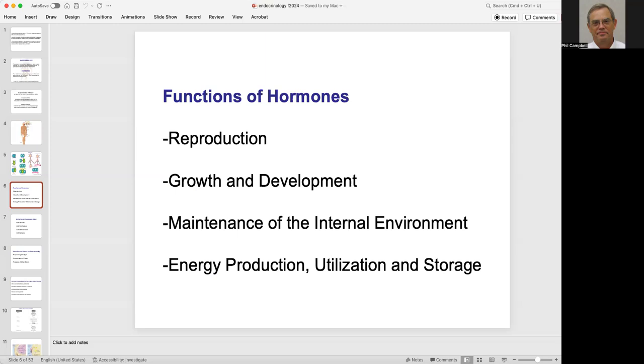Next, hormones are critical for growth and development. You begin life as a fertilized ovum, a single cell. How do you get to 75 trillion cells? Mitosis and differentiation. All of those processes are directed and driven by hormones. Dropping on down, maintenance of the internal environment. This is everything from pressure in your blood to gases, glucose, and sodium and potassium concentrations in your blood. All of these things are controlled by hormones, as well as energy production, utilization, and storage. So basically, all physiological functions are controlled by hormones.